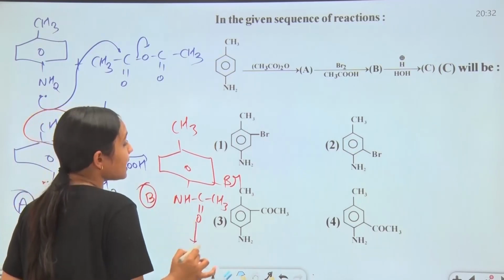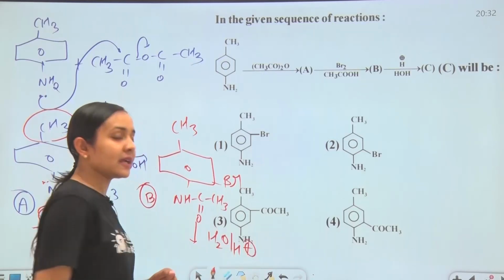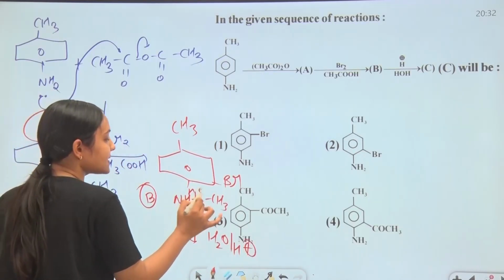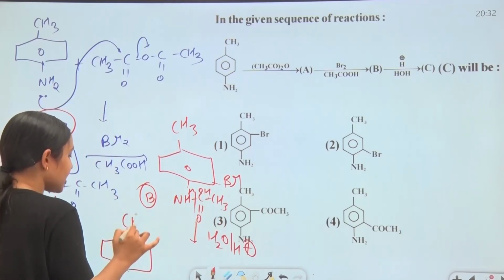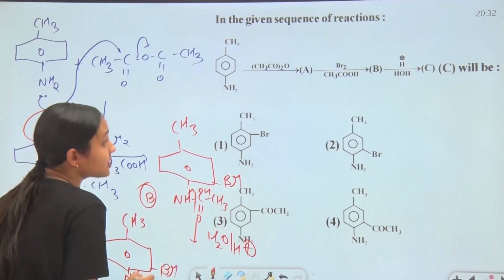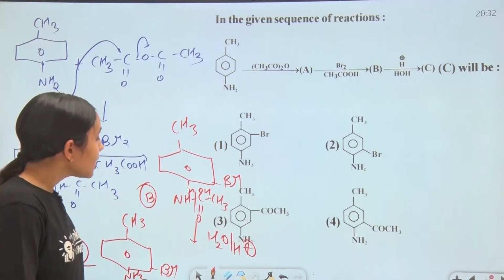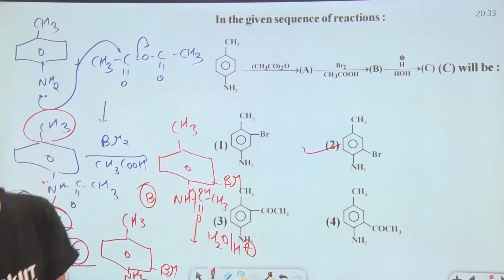Now this compound will undergo hydrolysis in the presence of an acidic medium, right? So when it undergoes hydrolysis, what happens? We will finally obtain CH3 NH2 Br. We will obtain this product as the major product of this reaction sequence, and this is our C. Now you can see option 2 is the correct answer. Thank you.